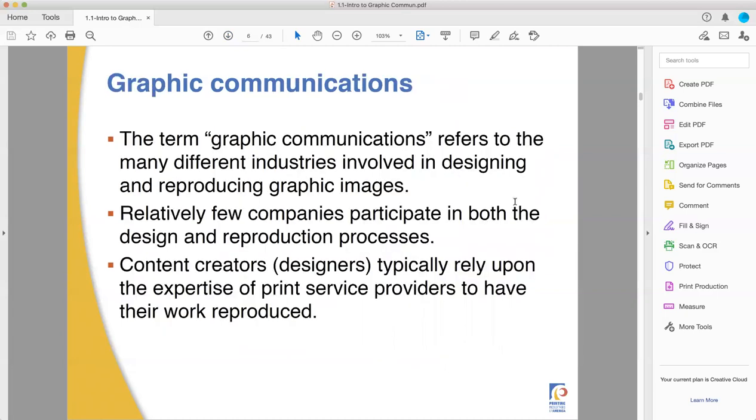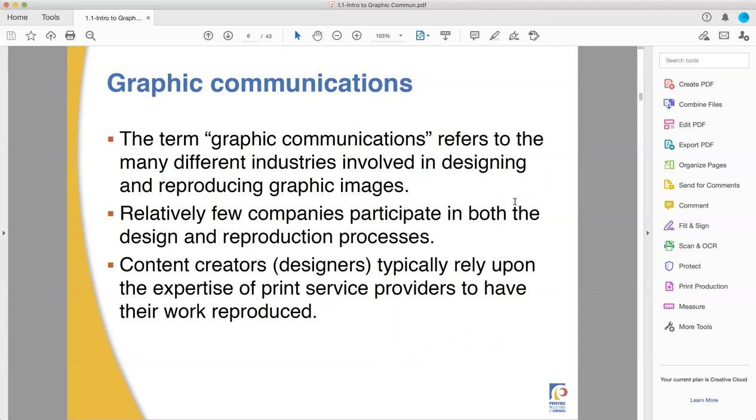Graphic communications is an umbrella term for the part of industry that printing is in. This is one of those questions of what's the difference between graphic communications and printing? Well, that's a question of bears and mammals. All bears are mammals, but not all mammals are bears. So all printing is graphic communications, but graphic communications is bigger than just us.